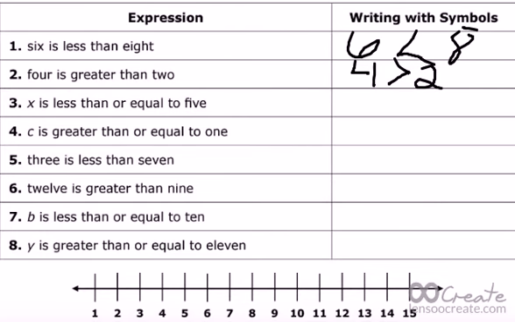Number 3 says x is less than or equal to 5. And if you remember, we write x first. We write less than or equal to that way, with a less than symbol and then a line underneath, which is one of the equal signs. So x is less than or equal to, and then we write 5. 4 says c is greater than or equal to 1. So c is greater than or equal to 1. Take a minute right now and make sure you have written these inside your book.